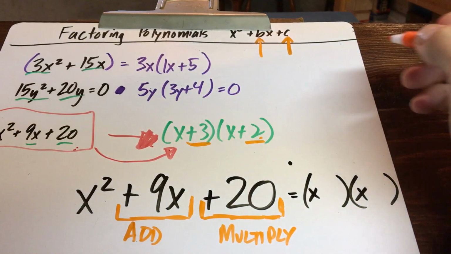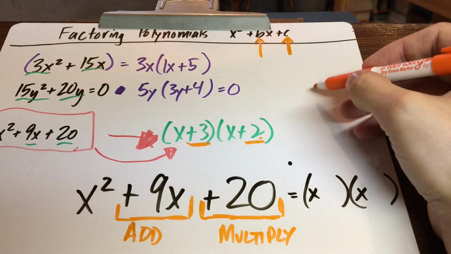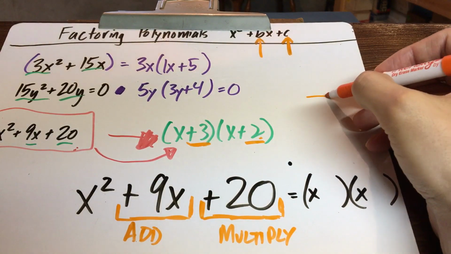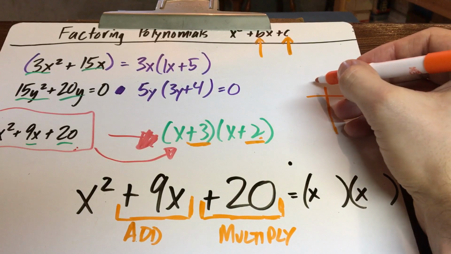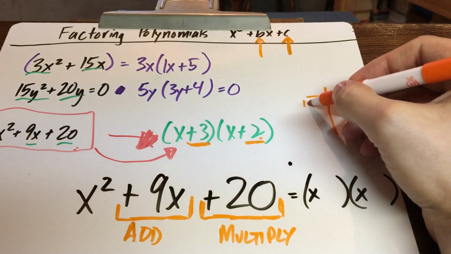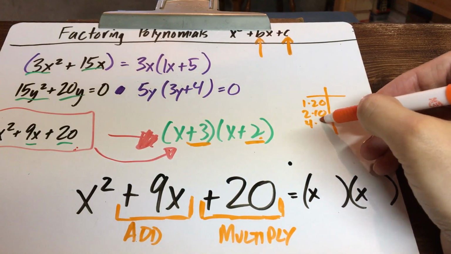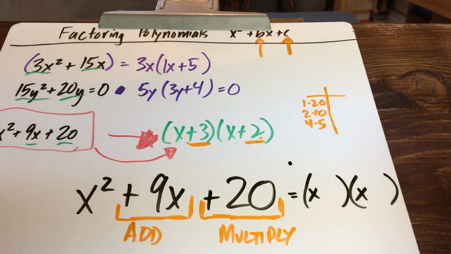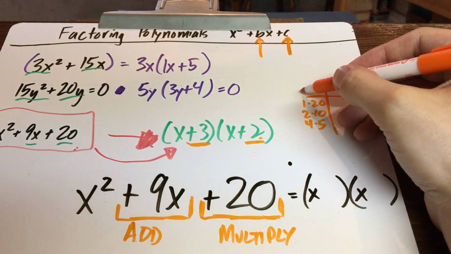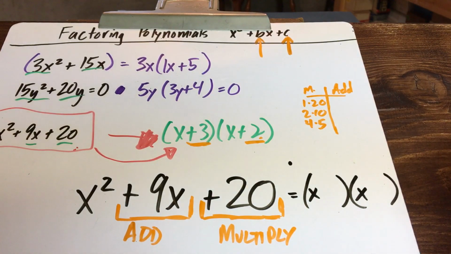Now, most people can think of that in their head. If for some reason you're struggling, you could just make a little chart for yourself. I used to have kids in previous years who would make a little chart. We're trying to get 20, and they could list all the different ways we could get 20. We could do 20 times 1. We could do 2 times 10. We could do 4 times 5. We could do the reverse of all those, right? 5 and 4, 10 and 2, and 20 and 1. And so these are all the multiplying questions. And then I want the combination that adds up to equal 9.